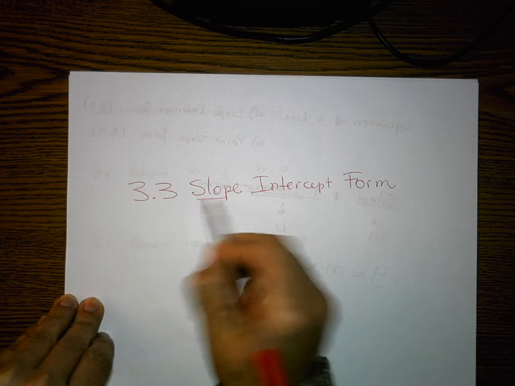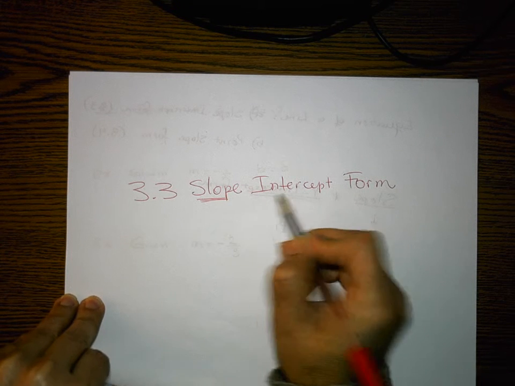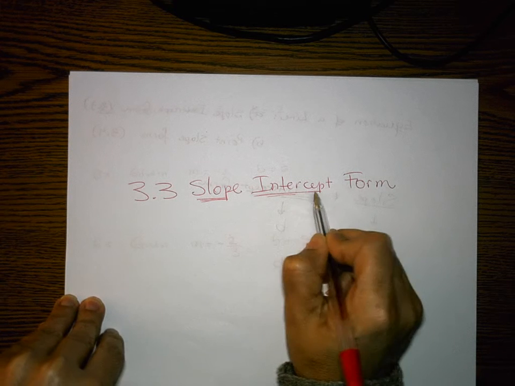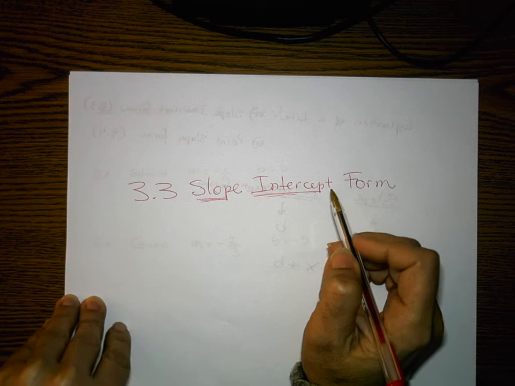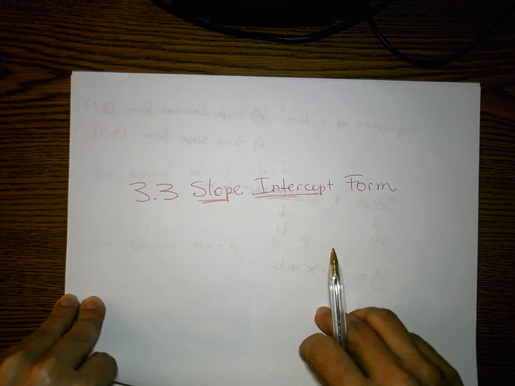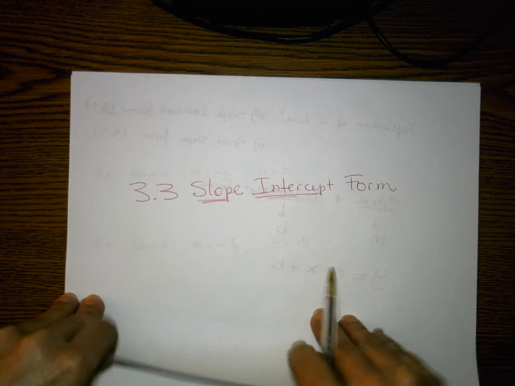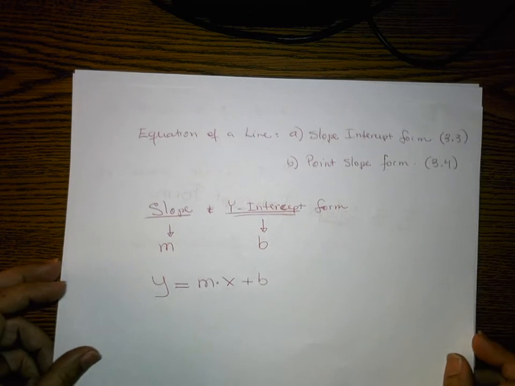Remember, we want to know the slope and we want to know the y-intercept. Those are the two pieces of information we need to know in order to create the equation of a line. So let's review that really quick so we can understand the formula for it, the right way to write it.